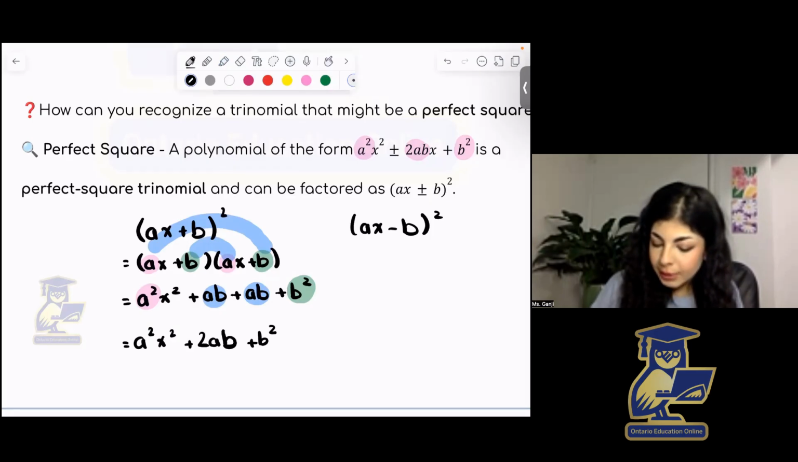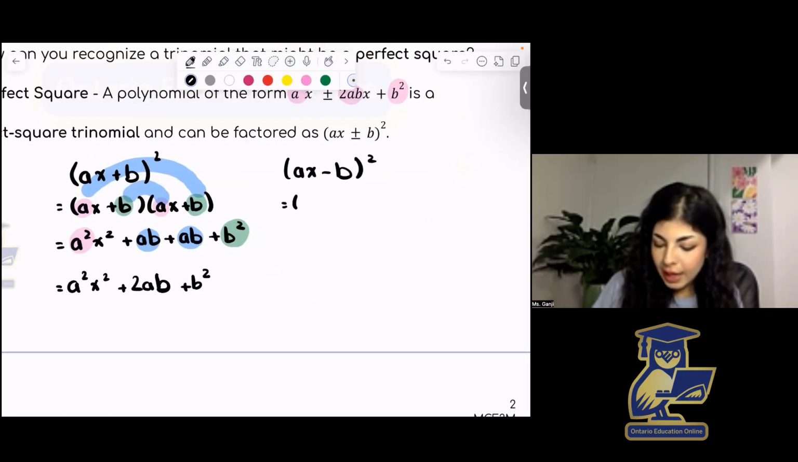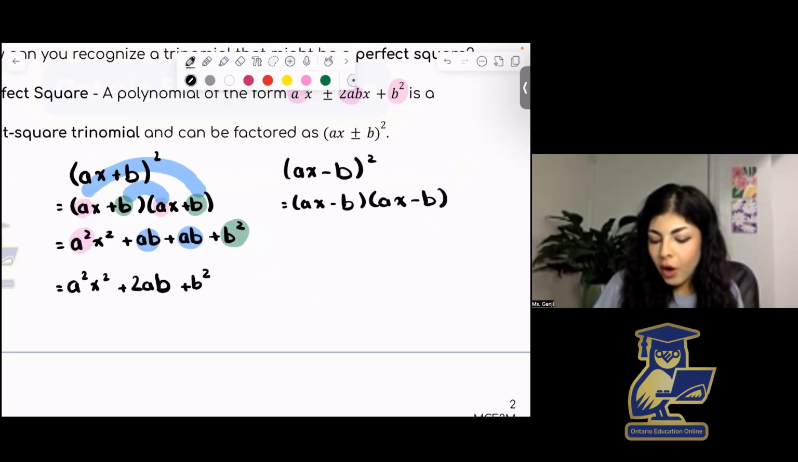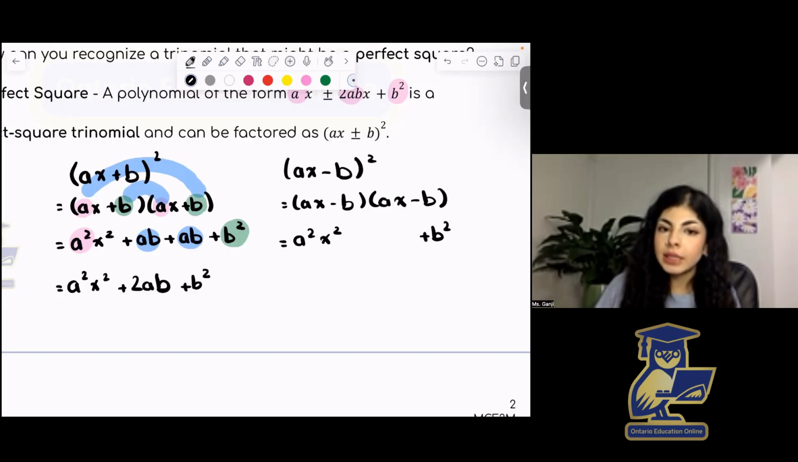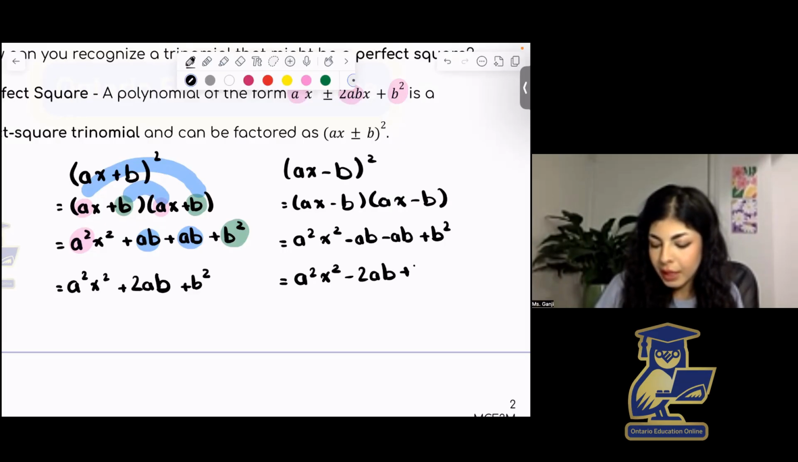Similarly, we'll see the same for when we have a negative, where our first two terms are going to give us a squared x squared. Our last term now, it's negative b times negative b. So it's still going to be plus b squared. But now our inside terms and the outside terms are going to look different, because it's ax times negative b. So it's actually negative ab twice. And so this will be a squared x squared minus 2ab plus b squared.